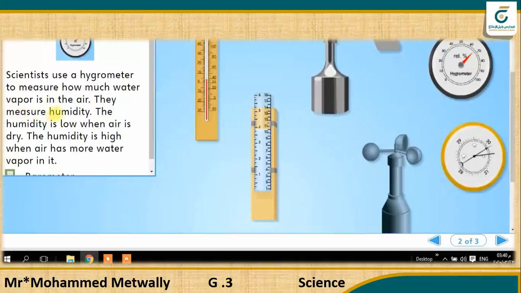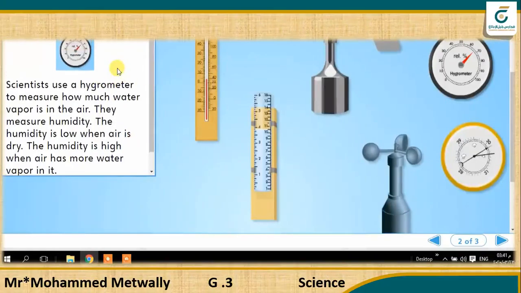They measure the humidity. The humidity is low when air is dry. The humidity is high when air has more water vapor in it. You can feel this condition. Sometimes we describe the weather of the day as very humid, so it contains much water vapor. So this tool, which is called a hygrometer, can measure the amount of water vapor in the air.